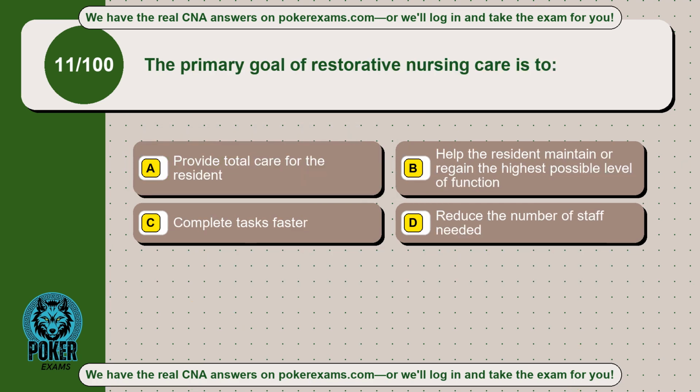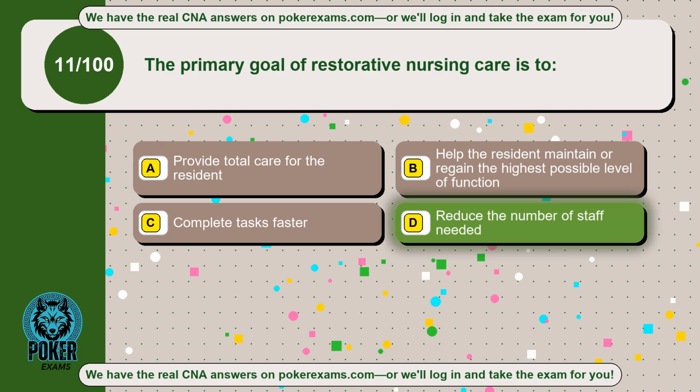Question 11. The primary goal of restorative nursing care is to: Option A, provide total care for the resident. Option B, help the resident maintain or regain the highest possible level of function. Option C, complete tasks faster. Option D, reduce the number of staff needed.